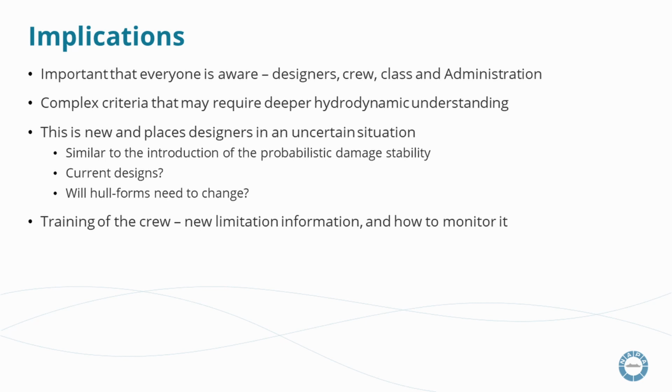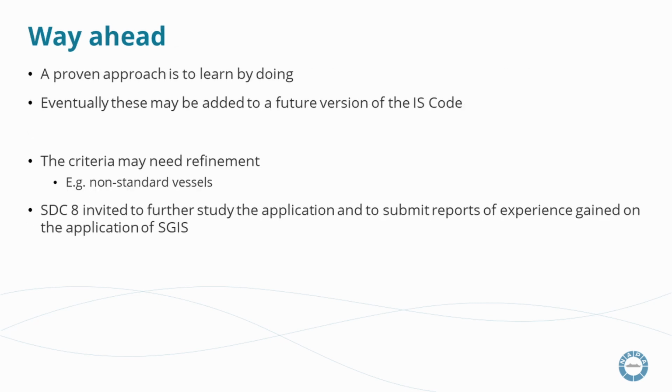Will they pass or fail these new criteria? Do hull forms need to change as a result of these criteria? Additionally, the crew also likely needs training, as we have differently looking limitation information, and how to interpret this while considering weather forecasts on board the ship. One way of proactively approaching this is to learn by doing, to try out the criteria with current designs and to see if they fulfill the requirements or not.